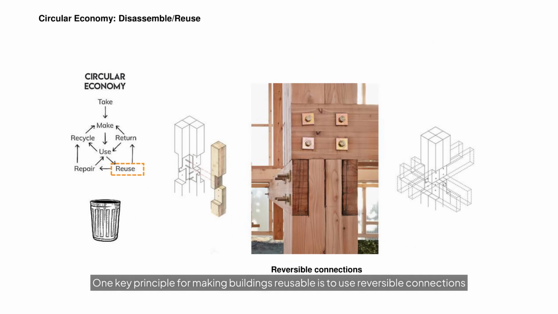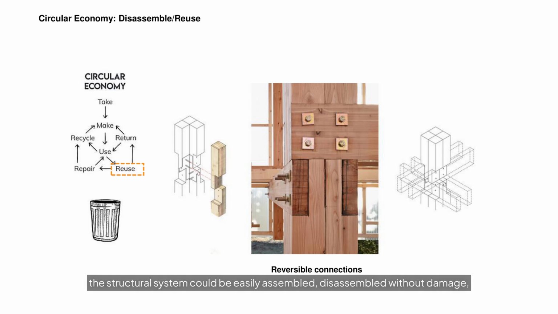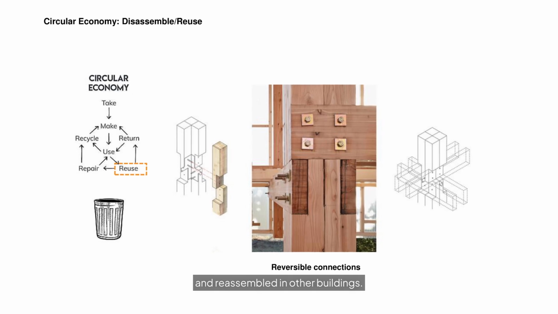One key principle for making buildings reusable is to use reversible connections or mechanical connections in construction. Because of these reversible joints with tongue and groove and/or mechanically fastened connections, the structural system could be easily assembled, disassembled without damage, and reassembled in other buildings.